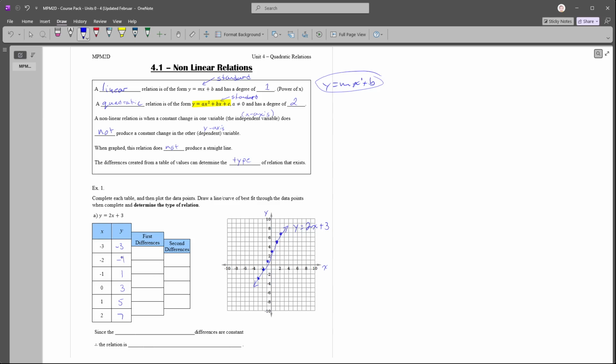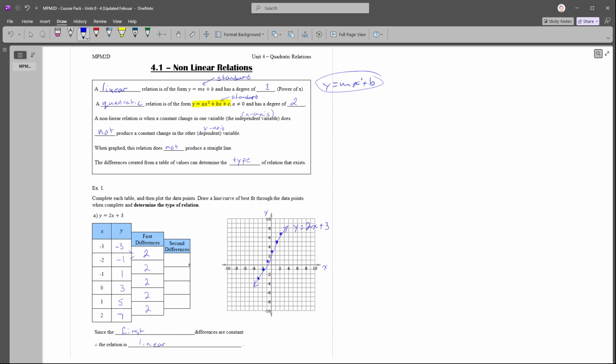So we take our y value and subtract the y right above it. So -1 minus -3. So these ones work together here. So -1 minus -3, that's the same thing as -1 plus 3. That's going to give us 2. Okay. 1 minus -1, that's also a 2. 3 minus 1, 2. 5 minus 3, 2. 7 minus 5, 2. So we can see that the first differences are constant. So since the first differences are constant, that tells us that the relation is linear.